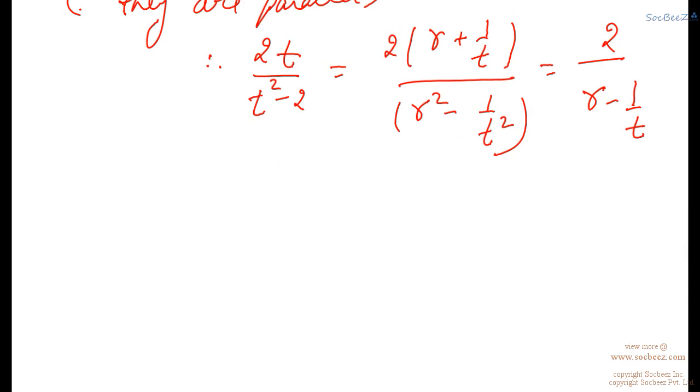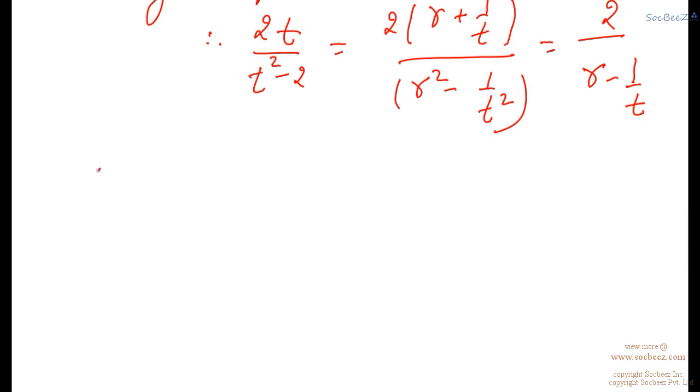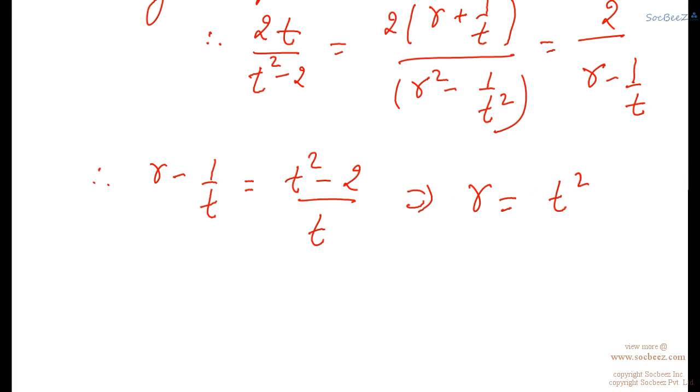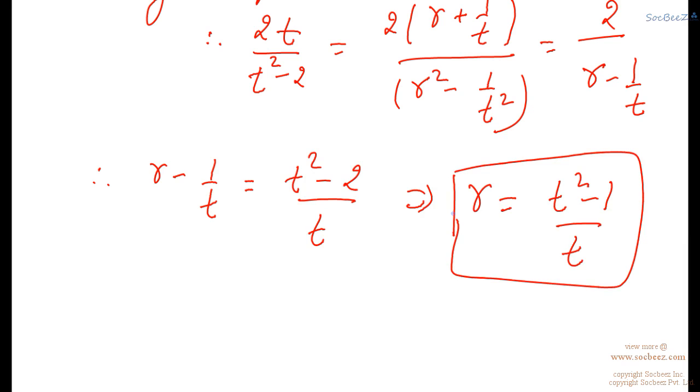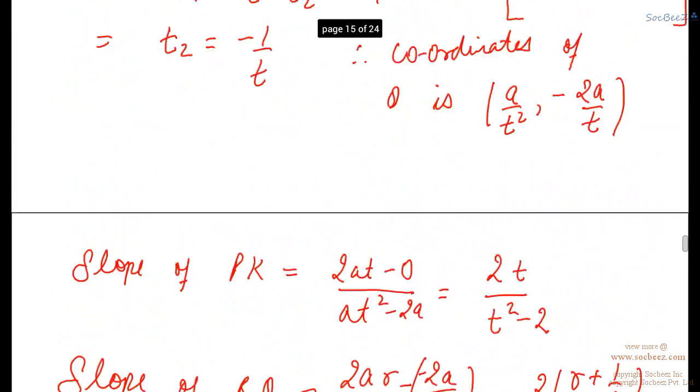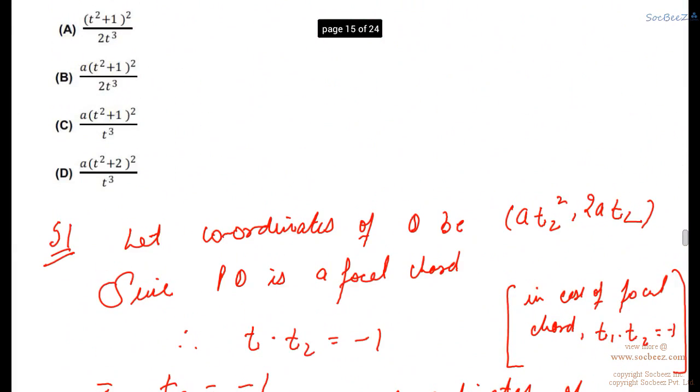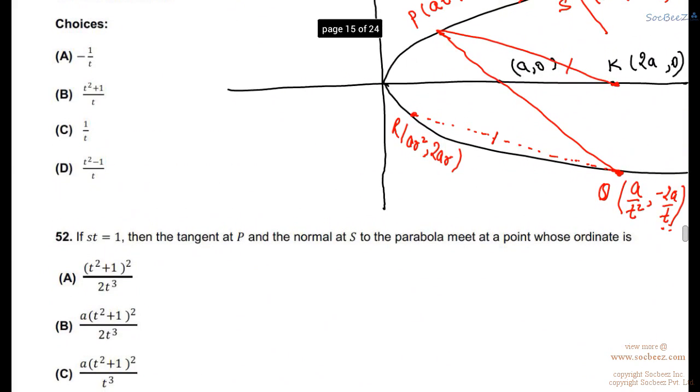So from here, R minus 1 upon t equals t square minus 2 upon t. So from here the value of R is t square minus 1 upon t. Okay, so the correct option in this case is t square minus 1 upon t, option D.